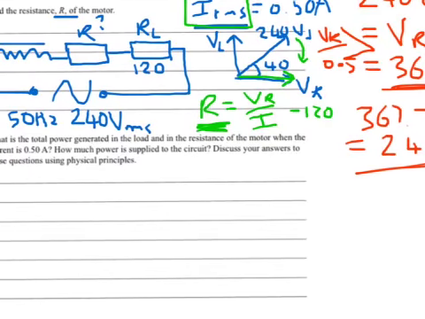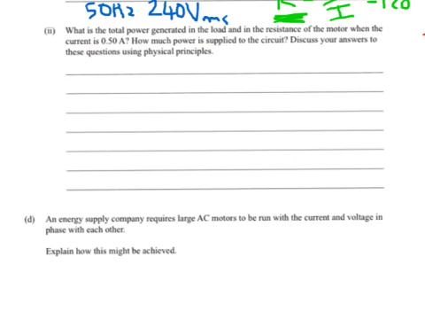Okay. Moving on, part 2. What is the total power generated? So total power in the load and in the resistance of the motor. So it's the power generated in the resistances of the motor when the current is 0.5 amps, so same situation as above.